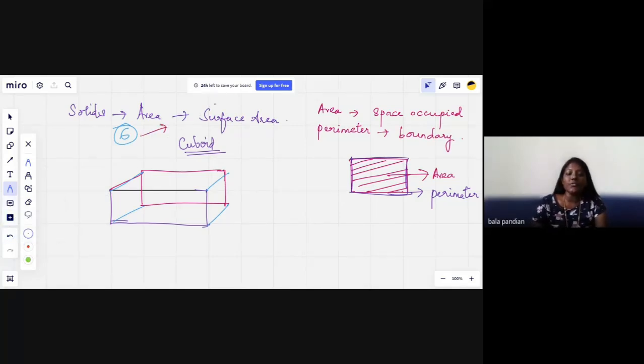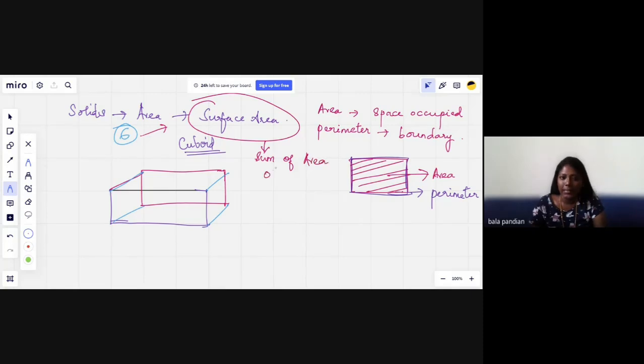So surface area is nothing but the sum of areas of all the shapes that the solid has. Here, the solid we are looking into is a cuboid. It has six rectangles in it. So when we add up the area of all the six rectangles, we get the surface area of that solid.